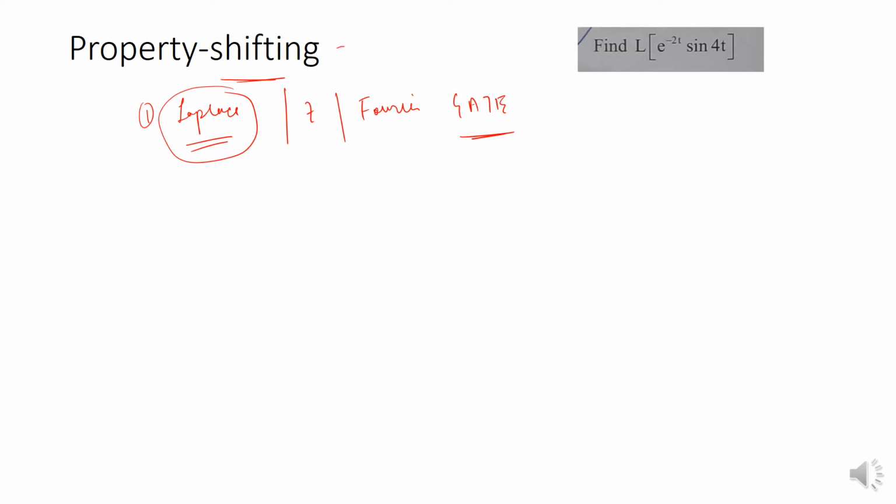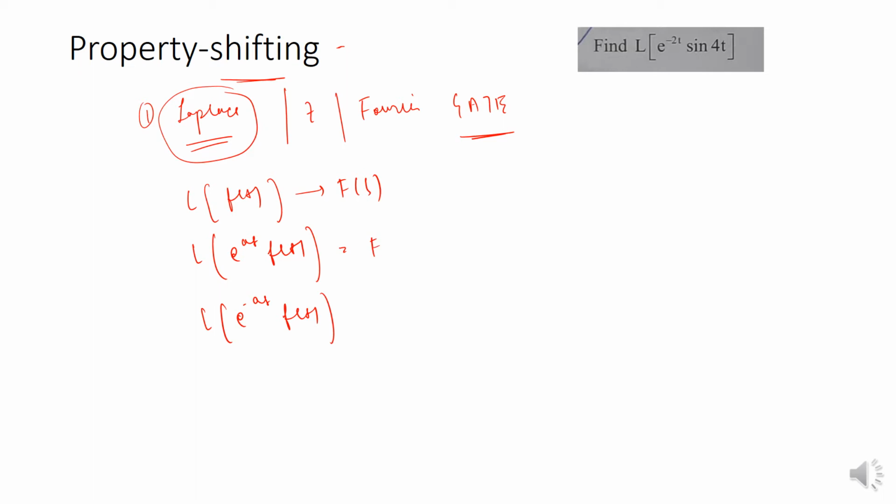Now let us go to shifting. Laplace transform of f of t is F of s. Now what is Laplace transform of e power at f of t, or Laplace transform of e power minus at f of t? This is F of s minus a. This is F of s plus a. This comes because of this.